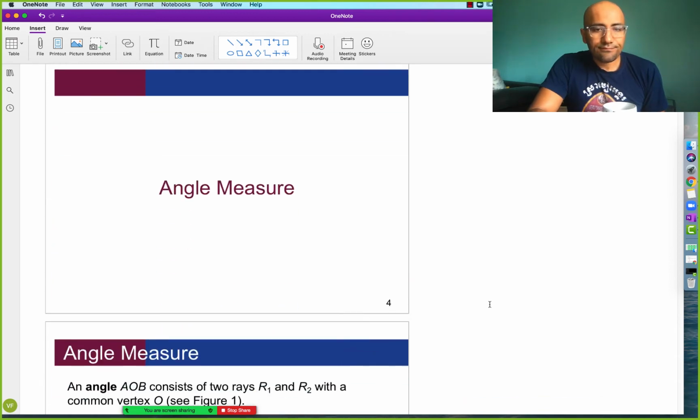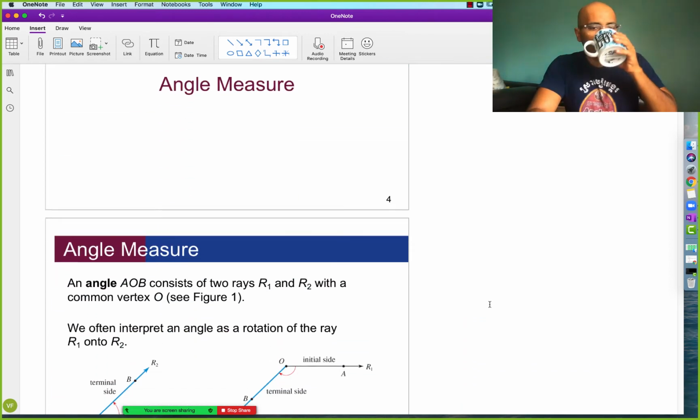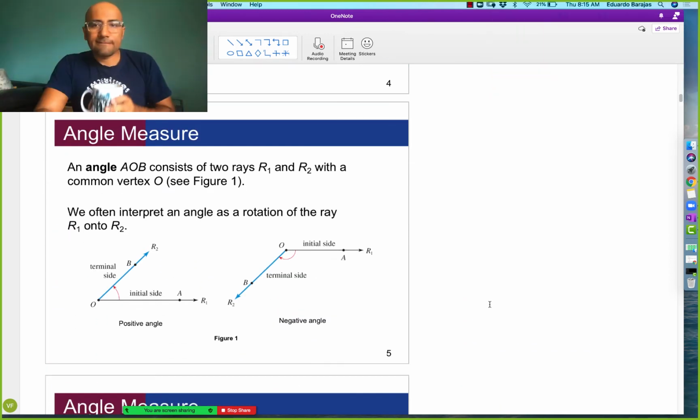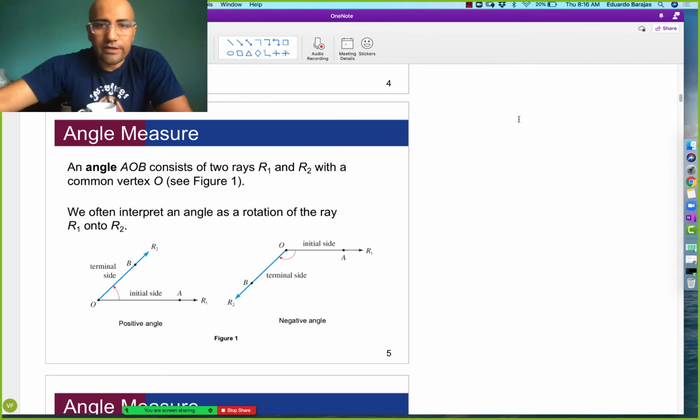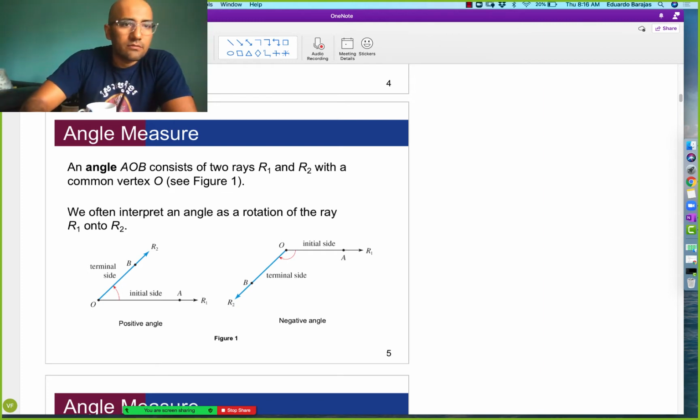Okay. So angle measure. Simple definitions. An angle, AOB, consists of two rays, r sub 1 and r sub 2, with a common vertex, O, as in the figure, right? So it's just two rays. A ray is, we have a line. A line goes infinitely in both directions, right? Just some definitions of things.